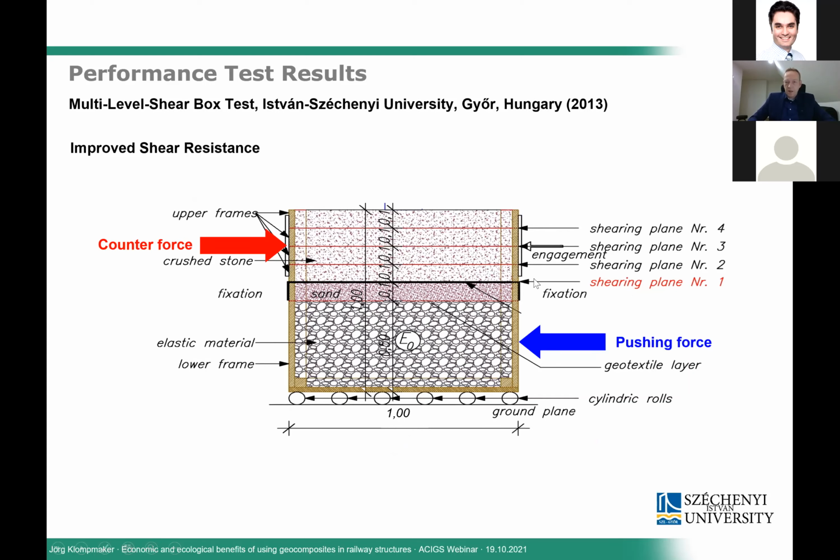So if we want to analyze shear plane number 1, which is the intersection or interface between the ballast and the subgrade, then all of the 4 rings are fixed, and we are moving the upper box against the lower box. You can see this with the 2 pushing forces. So the lower box is moved to the left and the upper box is moved towards the right, and then we are measuring the shear resistance in shear plane number 1.